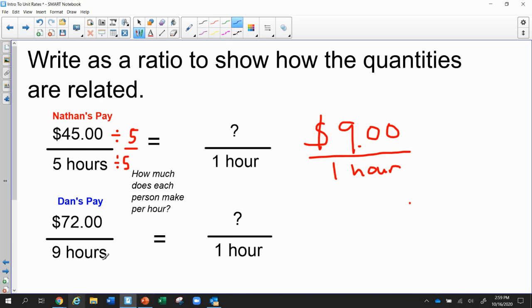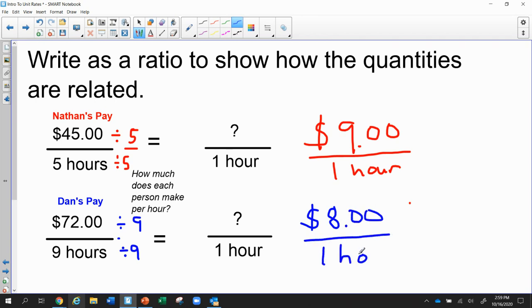Dan, we'd have to divide this ratio by 9. So we're trying to find out for 1 hour. So 9 divided by 9 is 1. We'd have to divide 72 divided by 9. 72 divided by 9 is 8. So he makes $8 for 1 hour. So he makes 8 per hour.